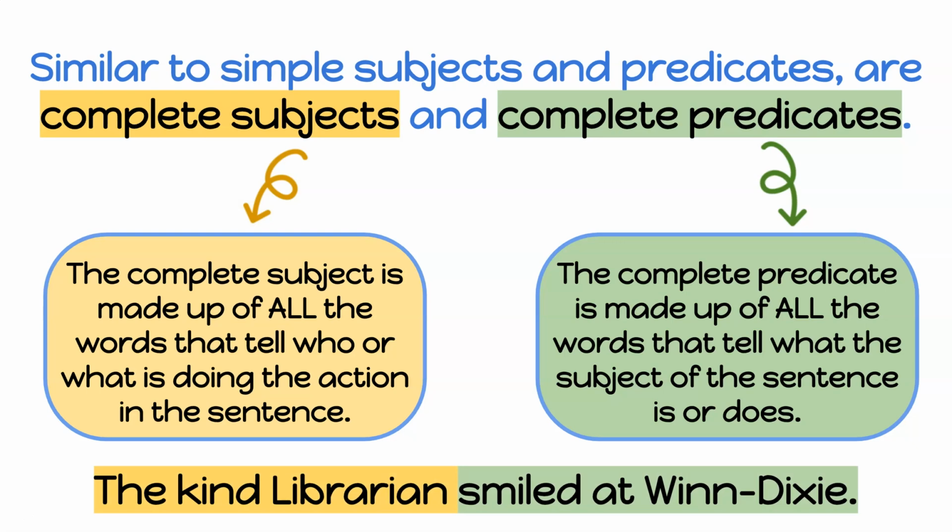The King's librarian smiled at Winn-Dixie. You'll see that more than one word is highlighted for both the complete subject and the complete predicate. That's because complete subjects are more than one word.